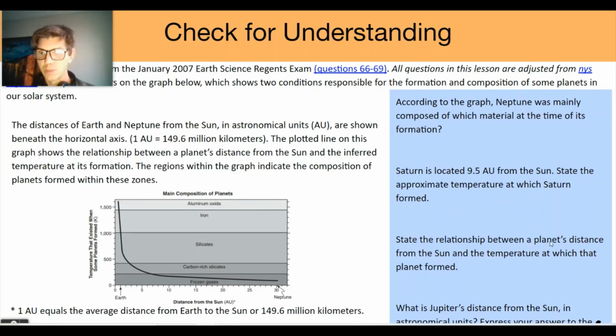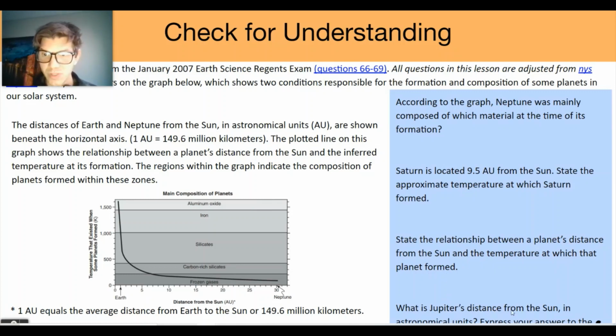The relationship between a planet's distance from the sun and the temperature at which the planet formed. We would always use that sentence starter as a planet's distance from the sun blank. So here we're increasing distance. So we would say as the distance increases, what's happening to this line? Well, we see the temperature dropping. So as planet's distance from the sun increases, the temperature that the planet formed decreases.